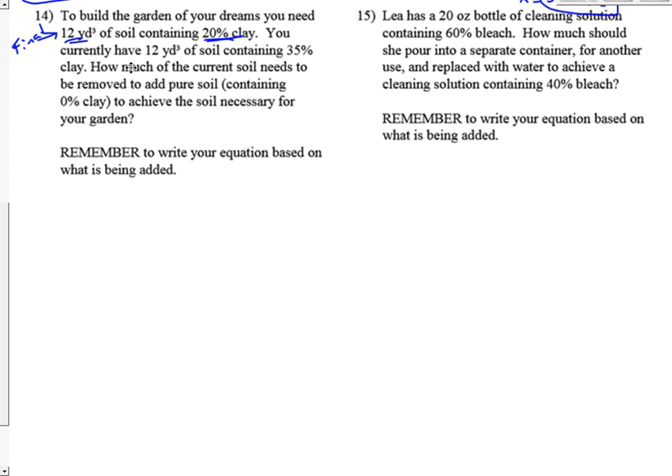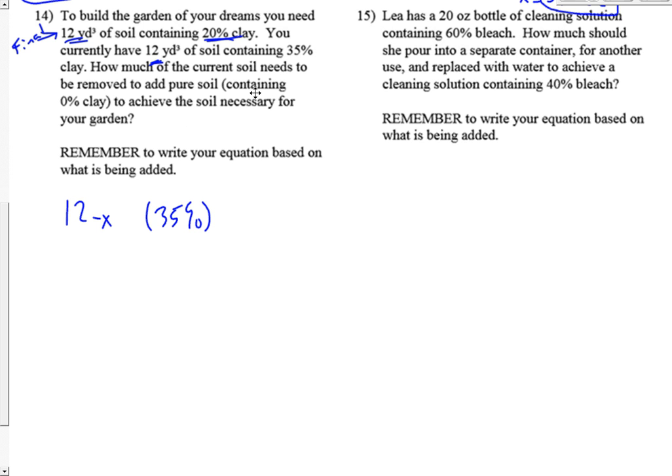We currently have 12 cubic yards of soil that is 35% clay. And we need to remove soil. So we're actually going to remove soil here before we actually mix. So we don't really start with 12. We start with 12 minus x because we don't know how much we need to remove. So that's something we're going to figure out. So we do 12 minus x for that amount of the 35%.